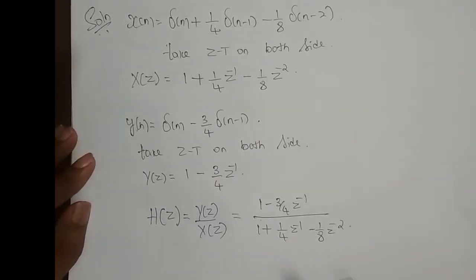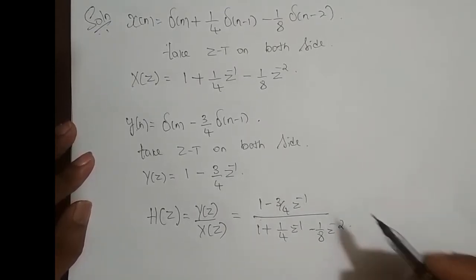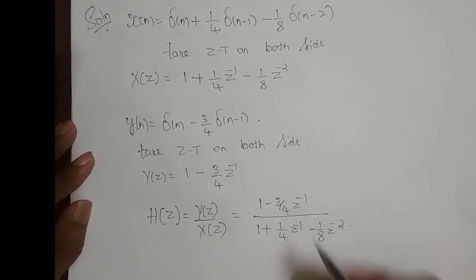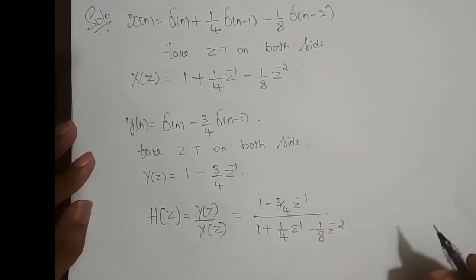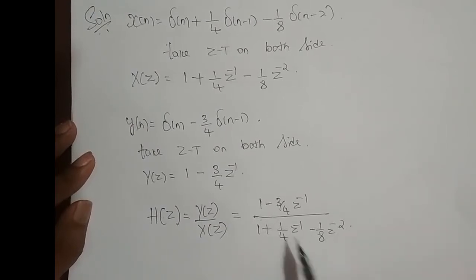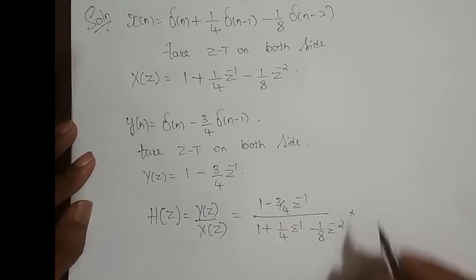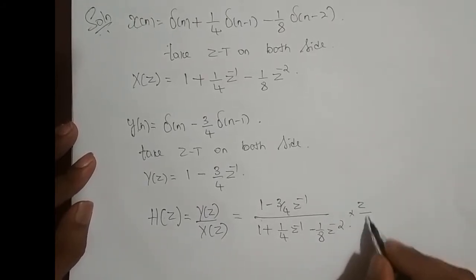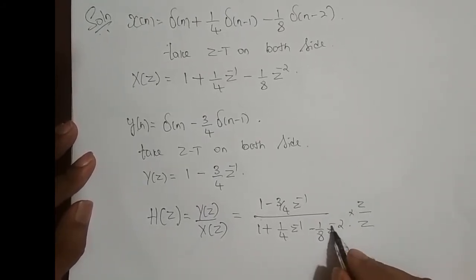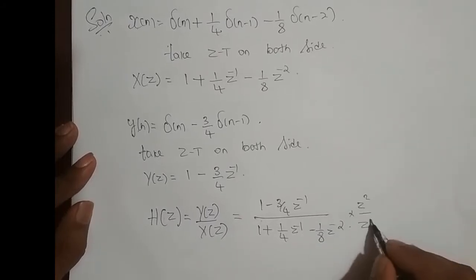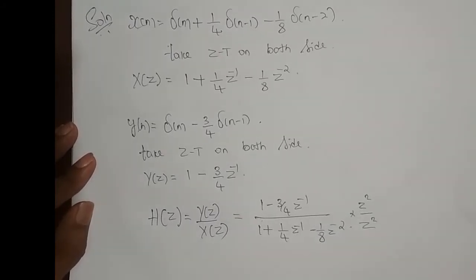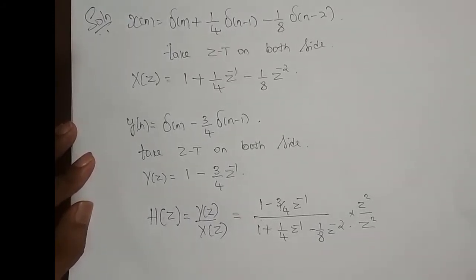So as we discussed in the previous problems, we have to make sure that the powers of z are positive so that we can easily take the partial fraction expansion. That's the reason I'm converting this into positive power. So how do we convert this into positive power? You have to multiply numerator and denominator by z square, since I have z power minus 2. Correct, no?